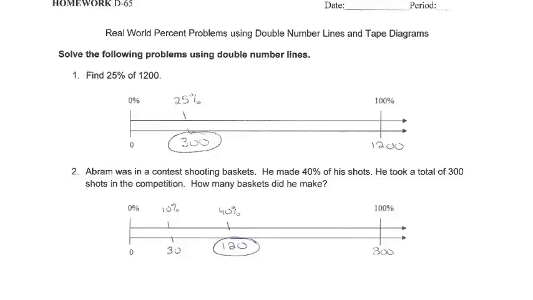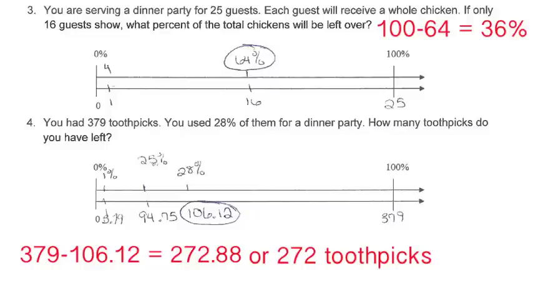For number 1, find 25% of 1200. Your answer is 300. Number 2, you had to find 40% of 300, which would be 120. For number 3, you had to find the percent of the total chickens left over. So you had to subtract 100 minus 64, which will give you 36%. And number 4, how many toothpicks will you have left over?